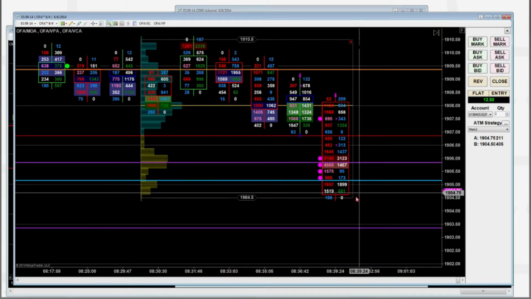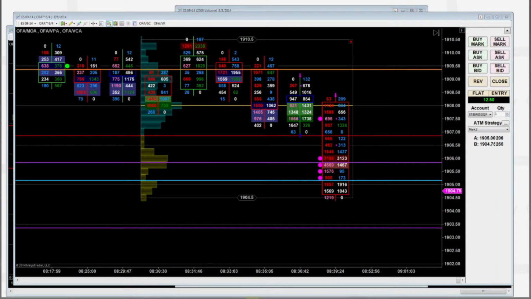And it may not give me that opportunity. So what I need to do quickly is identify, let me get my other volume profile up here.